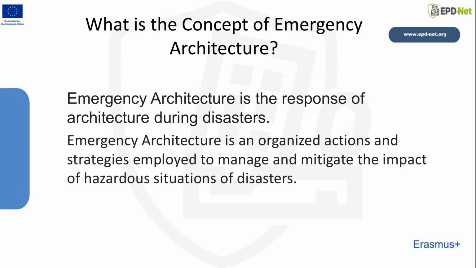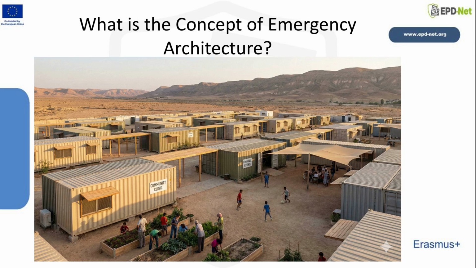What is emergency architecture? Emergency architecture is the response of architecture during disasters. It is organized actions and strategies employed to manage and mitigate the impact of hazardous situations of disasters. The concept of emergency architecture is minimizing the risks and managing an effective strategy in design and construction processes by using experiences and feedback data, researching the socio-economic structure, reviewing material supply and construction capabilities, and finding cost-effective solutions.